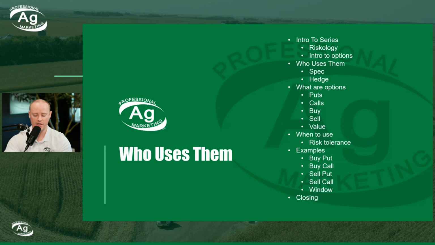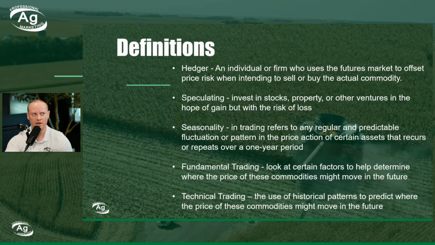Let's talk about who uses them first. The first one that this is really geared towards is a hedger. This is who we're targeting in this video. This would be someone with price risk in a physical commodity that they're trying to protect. For example, a farmer who grows corn. If price goes down, we want to protect in case that happens. Or a hog producer who buys corn, for example, for feed needs. These would apply to him as well.